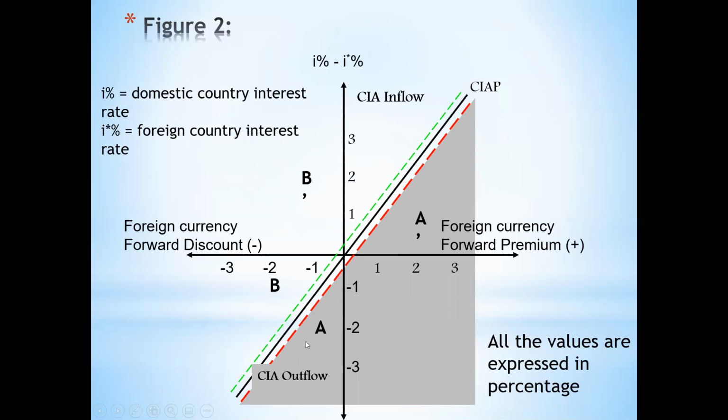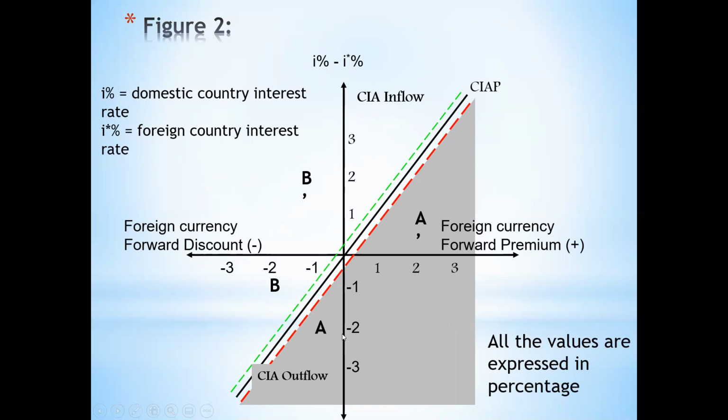Look here, point A is here. At point A you can see a -2 interest rate difference. That means the foreign country interest rate is higher than the domestic country interest rate. That's why we get a negative value. Coming to this point, -1 indicates forward discount, meaning the foreign currency is at forward discount.